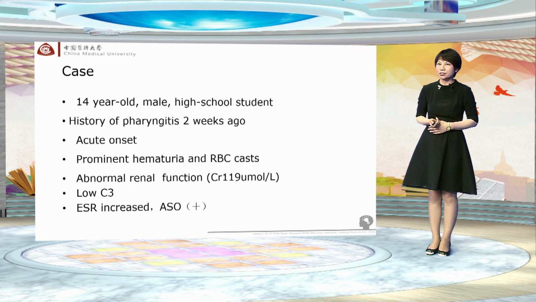Let's look at the case finally. A 14-year-old male high school student with a history of pharyngitis 2 weeks ago, acute onset, manifests with prominent hematuria and red blood cell clusters. His examinations show abnormal renal function, low C3, and increased blood sedimentation and anti-streptolysin O.